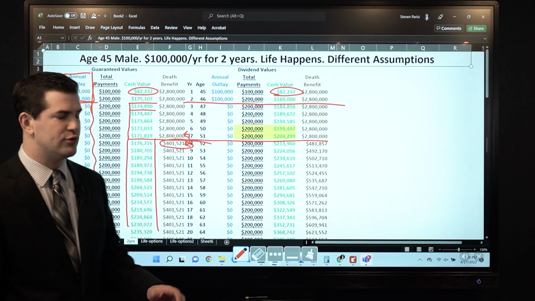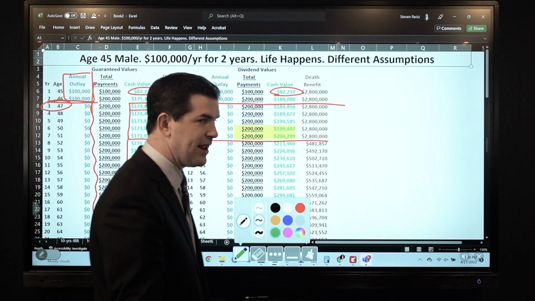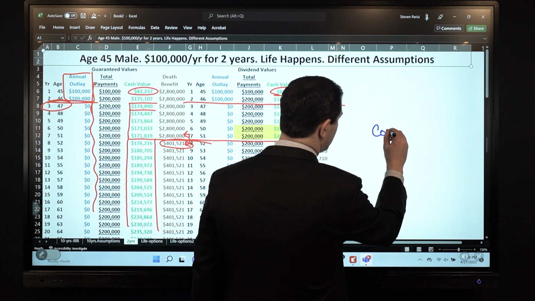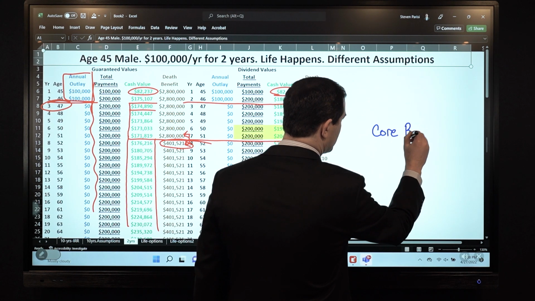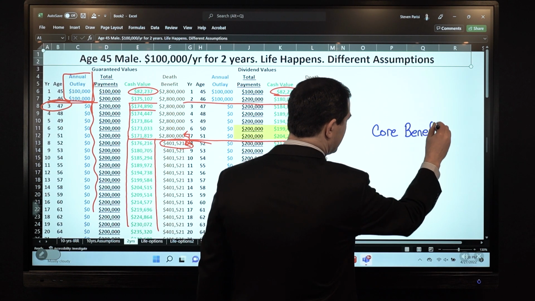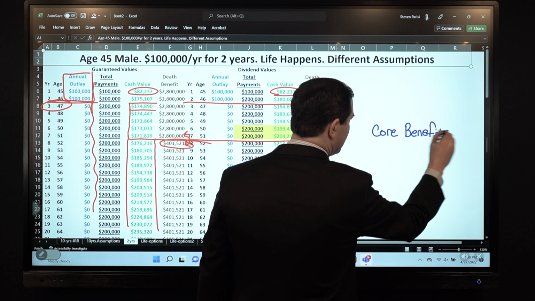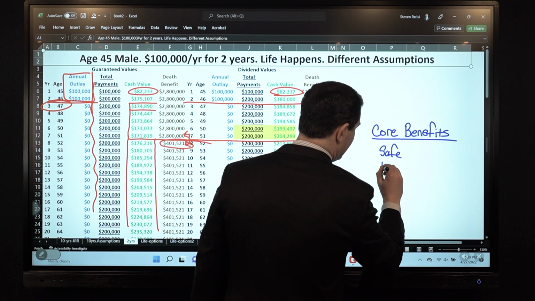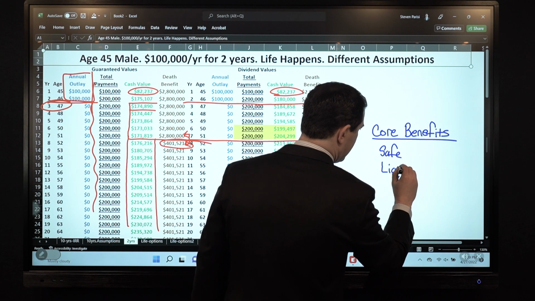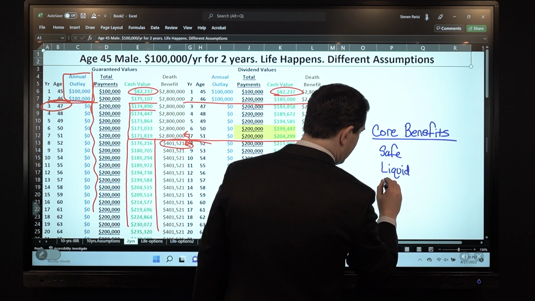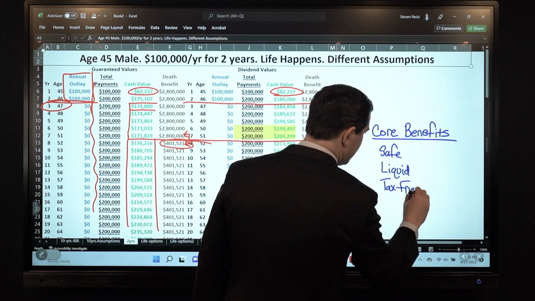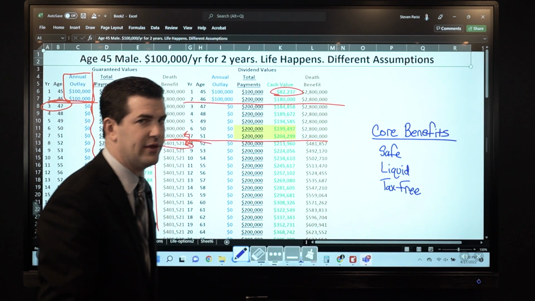The answer is no. So the reason why is when we look at a cash value life insurance policy, the core benefits around the cash value, what attracts so many people to this product, are as follows. It is a safe, liquid, tax-free area to position money. Tax-free if we do everything properly.